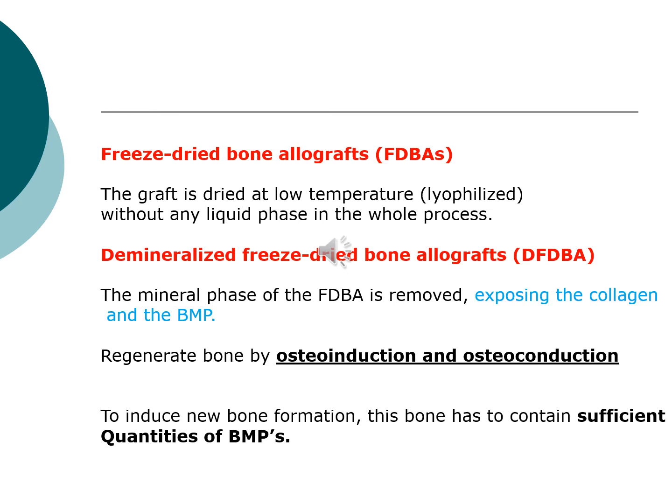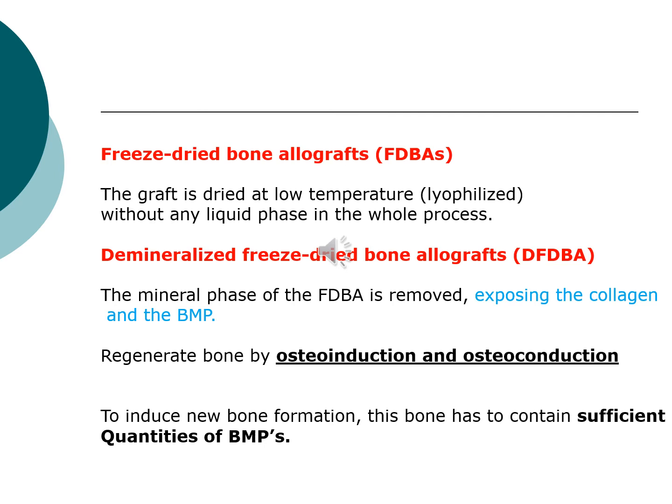Next type of allograft is FDBA, freeze dried bone allograft. We commonly use it. These grafts are dried at very low temperature, a process called lyophilization. So there is no liquid phase in the whole process.